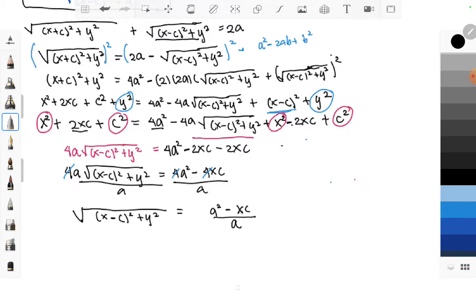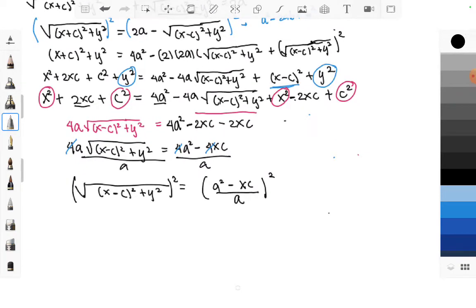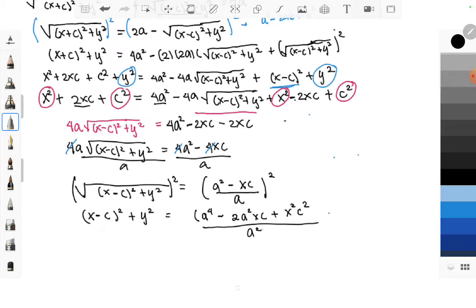Okay, in order to prove our formula, I will square both sides again to eradicate the square root. So from here I will have (x minus c) squared plus y squared, which is equal to a to the fourth minus 2a squared xc plus x squared c squared, all over a squared.